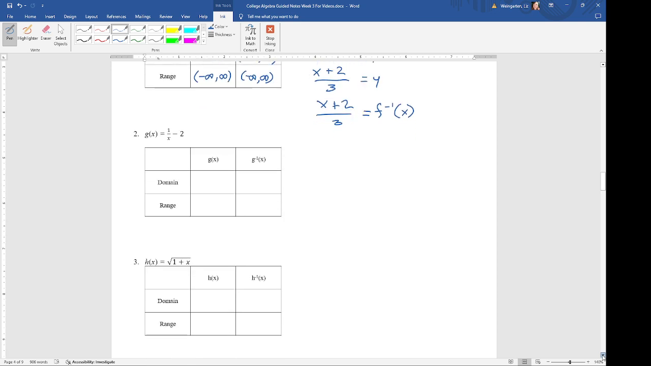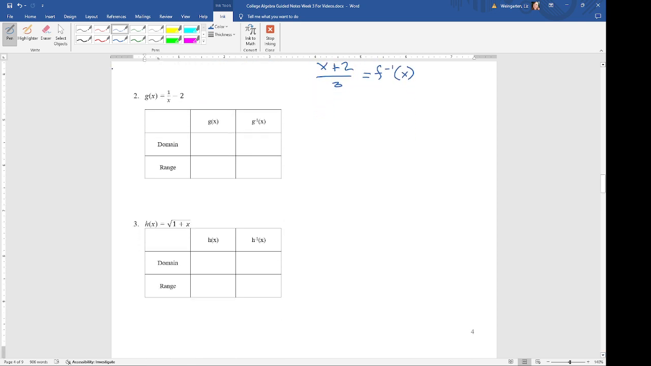Now we do have a domain restriction because we have a rational function with x in the denominator. So x cannot be 0 in our domain. So we're going to write our domain from negative infinity to 0 with a soft bracket, union 0 to infinity. This means that our inverse's range is also going to be negative infinity to 0 union 0 to infinity.